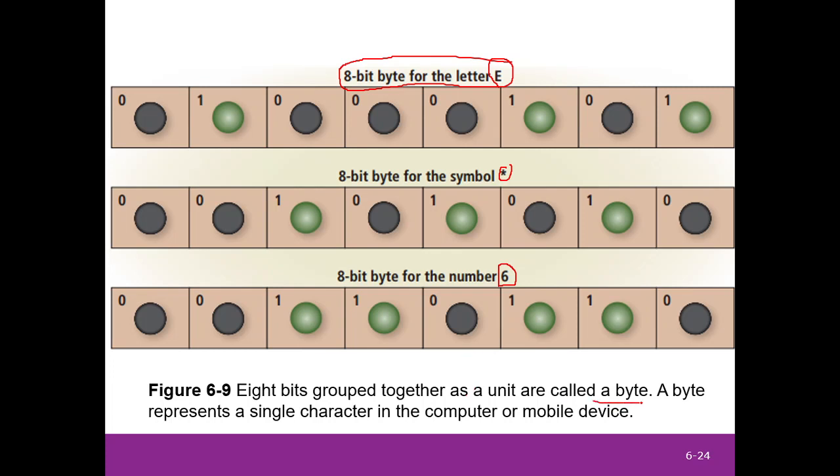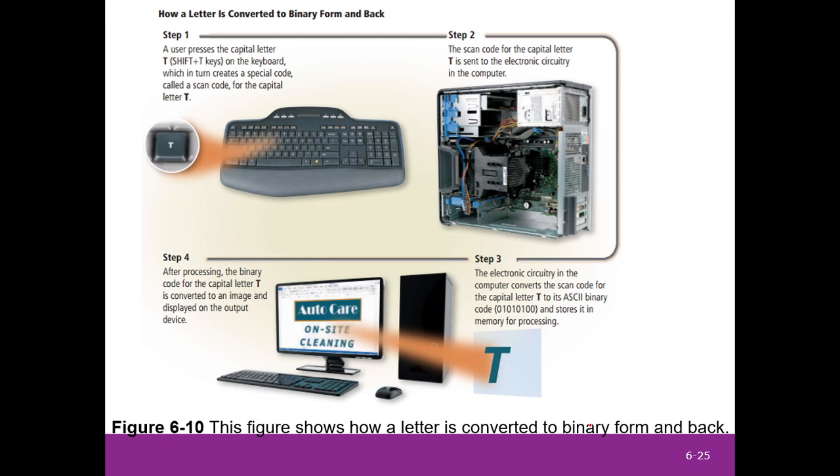We know what a byte is. A byte represents a single character in the computer or mobile device. So that is ASCII. These are ASCII characters. Okay? So we've talked about ASCII as well. So again, this is easy. I hope it is.